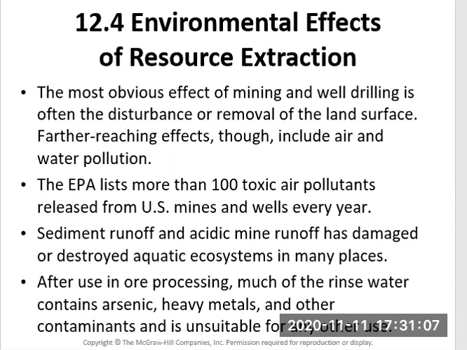Much of this water contains sulfuric acid, arsenic, heavy metals, and other contaminants and is unsuitable for any other use. The Environmental Protection Agency lists more than 100 toxic air pollutants that are released from US mines and wells every year.